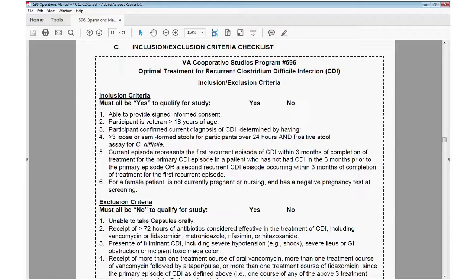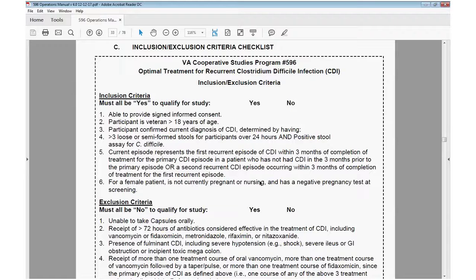Able to provide signed informed consent. Participant is a veteran 18 years or greater of age. Participant has a confirmed current diagnosis of CDI, determined by having 3 or greater loose or semi-formed stools for participants over 24 hours and a positive stool assay for C.